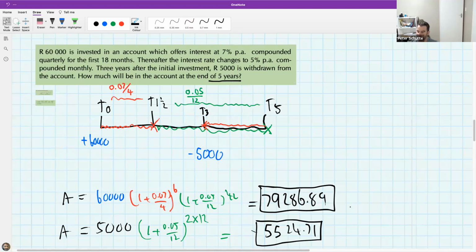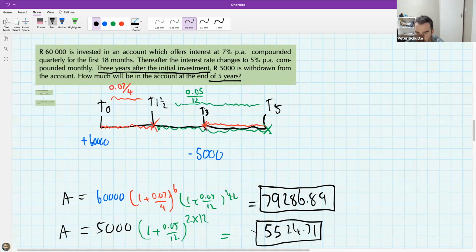Okay, so I see this request to explain, so I'm going to explain again, Nompilo, don't worry. The way I'm dealing with the withdrawal is the following. I first of all pretended the 5,000 never left. And so I let the 60,000 grow to this very big amount. But I should have taken the 5,000 out at the end of year 3. It says here 3 years after the initial investment. So I should have taken it, but by mistake, I left it in.